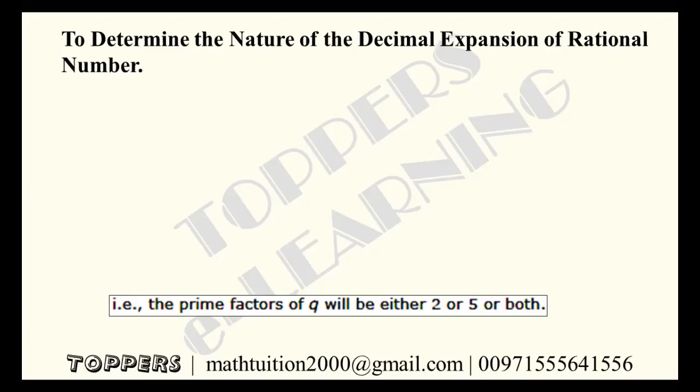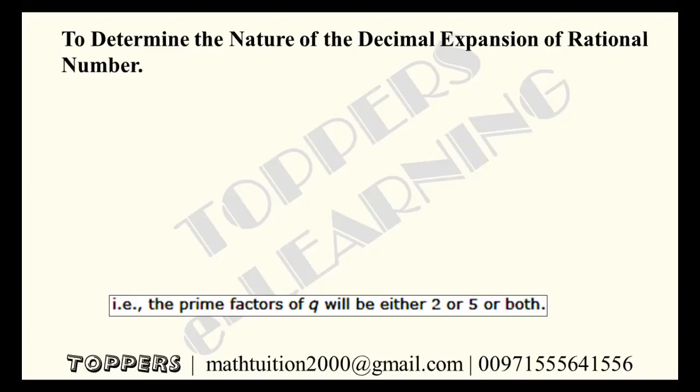So to determine the nature of the decimal expansion of a rational number, what are the steps we have to do? A rational number is given. Without doing actual division, we have to find the nature of the decimal expansion. There are two types of decimal expansion for a rational number. One is terminating decimal expansion, and the second one is non-terminating recurring, meaning non-ending but repeating.